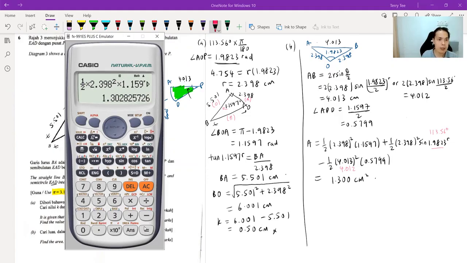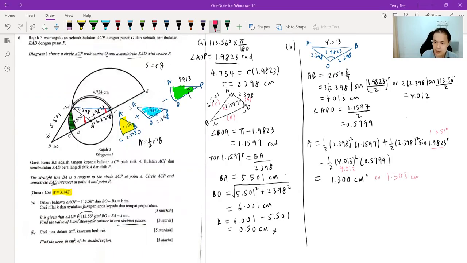All right, 1.303. Yeah, 1.303. See, notice the slight difference in answer is because when we use this value in degree, then you get this answer 1.303. If you convert to radian here, your calculator must be in radian. Now notice I use radian here, the blue one, then you will get this answer.